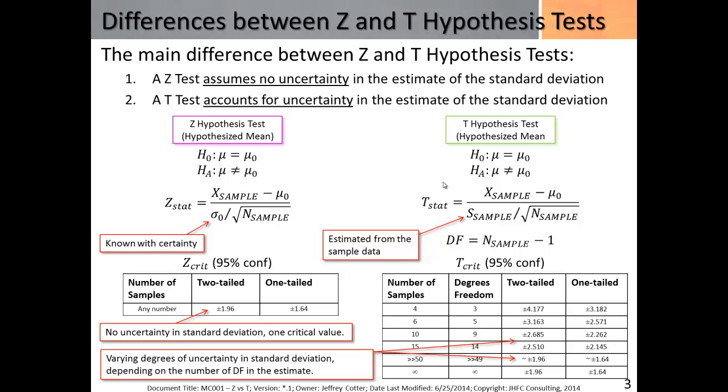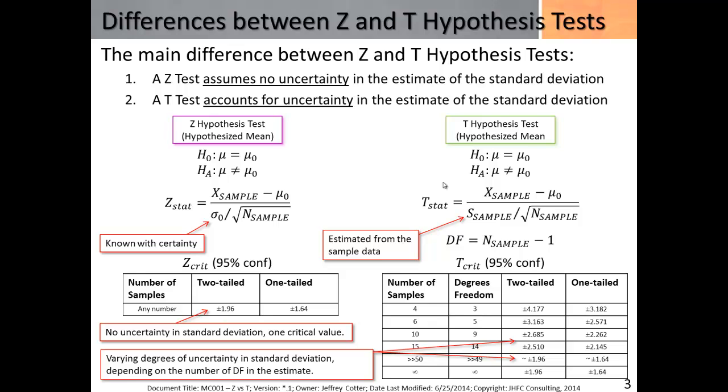In the case of the T hypothesis test, there are varying degrees of uncertainty in the standard deviation depending on the number of degrees of freedom used in the estimate. When there are a large number of samples used to estimate the standard deviation, the precision on that estimate is a very small number. Therefore, it is known with less uncertainty, and vice versa. Therefore, because there are a range of degrees in the estimate of the standard deviation, we have to compute the critical value based on the number of degrees of freedom, as shown in this reduced t-table in the lower right-hand corner of this slide.